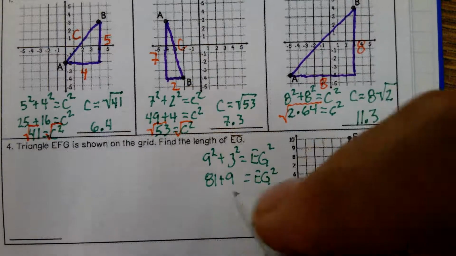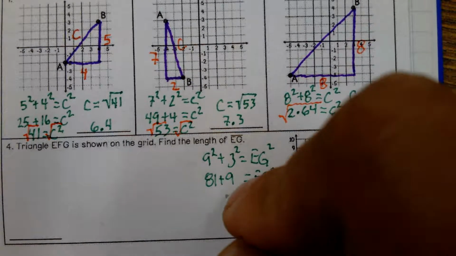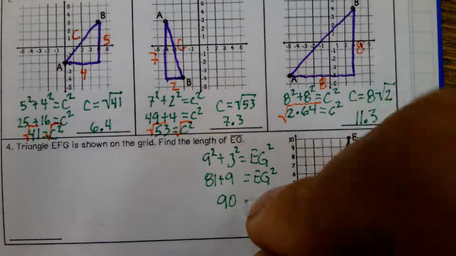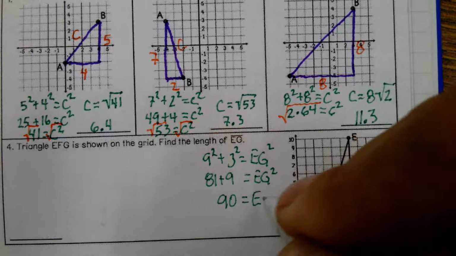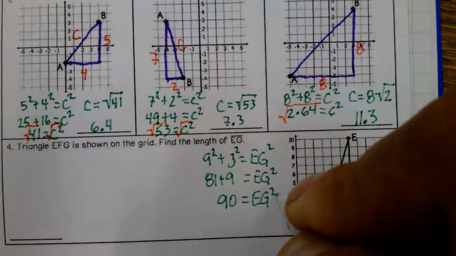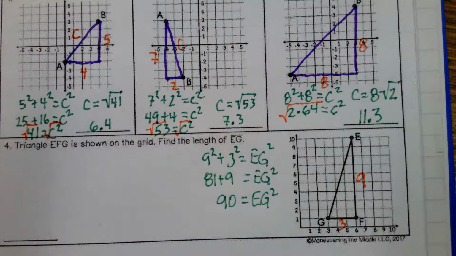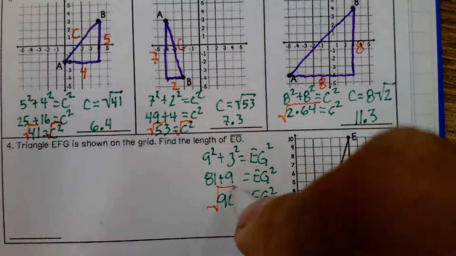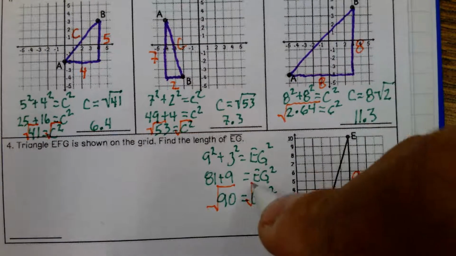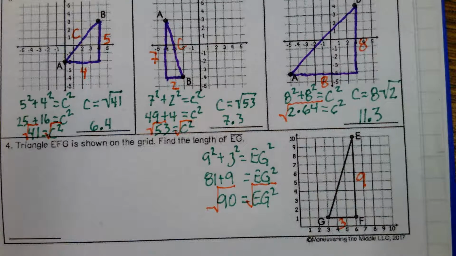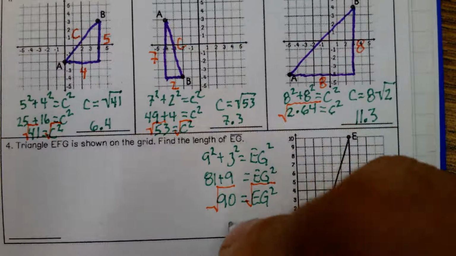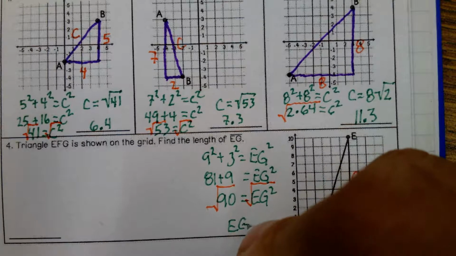So this would be 90. And the square root of 90 is 9 something. 9.5. We'll round it to 9.5.